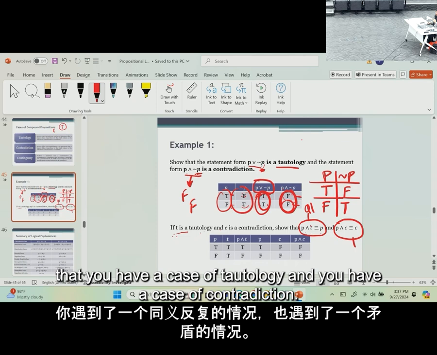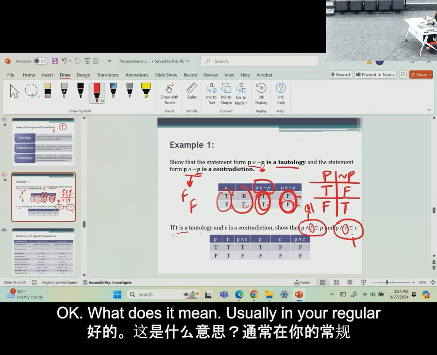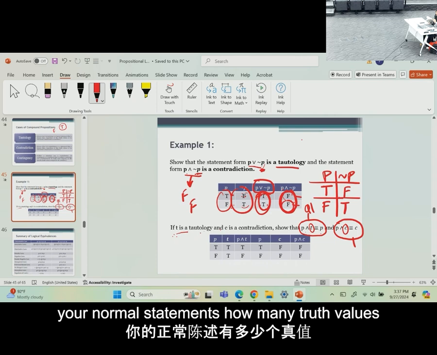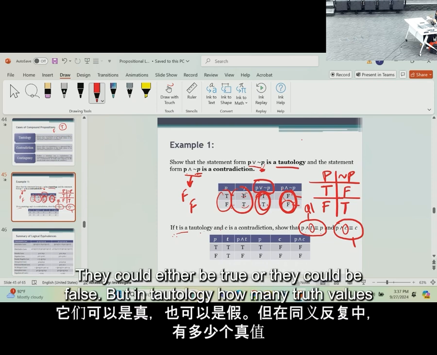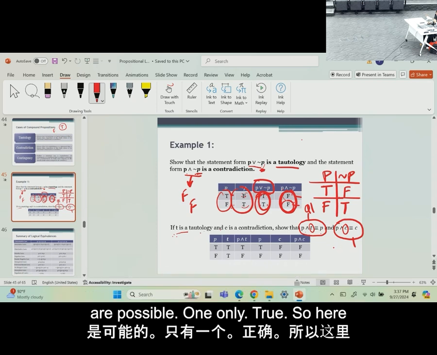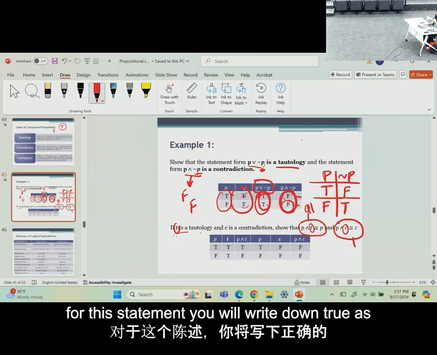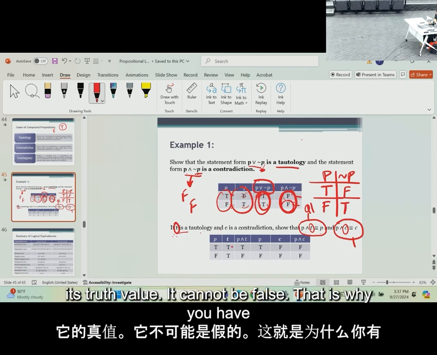Now here you know that you have a case of tautology and you have a case of contradiction. Okay, what does it mean? Usually in your normal statements, how many truth values are possible? Two, true or false. They could either be true or they could be false. But in a tautology, how many truth values are possible? One, only true. So here, for this statement, you will write down true as its truth value. It cannot be false.